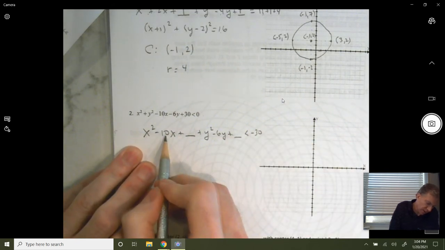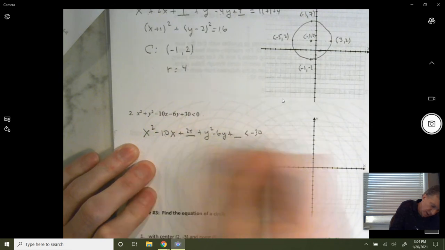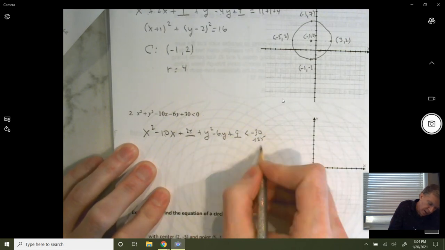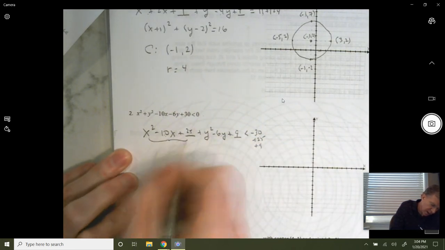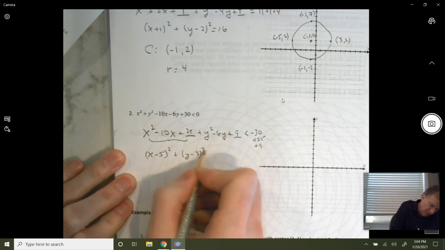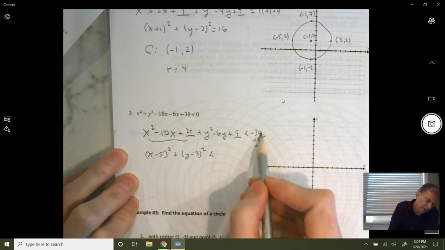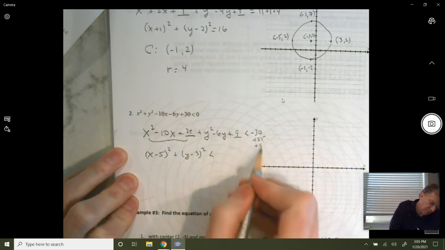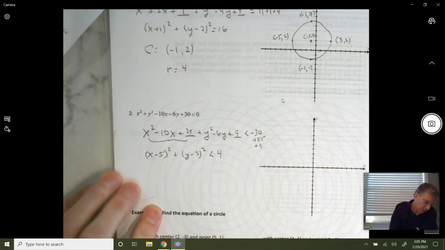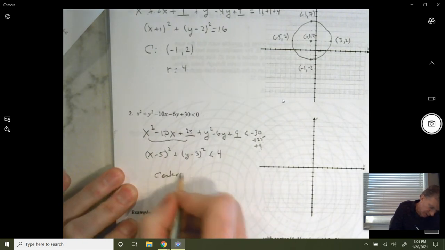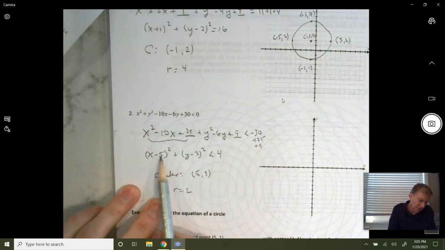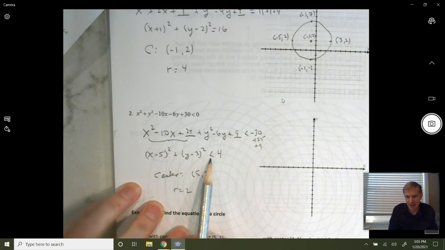Completing the square here, half of that is negative 5, squared is 25, so I'm going to add 25 to the other side. Half of that is negative 3, squared, add 9. So this becomes (x minus 5) squared plus (y minus 3) squared is less than, adding those together, negative 30 plus 25 plus 9, so 4. Okay, so my center is at (5, 3), and my radius is 2. And I want everything where these values are less than 4, so that's going to be inside your circle.